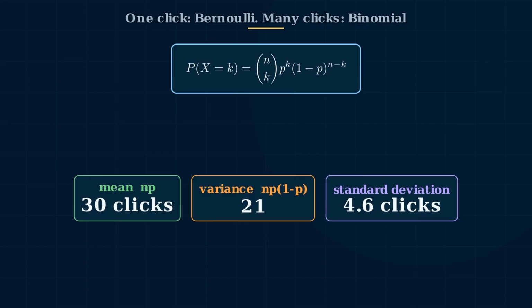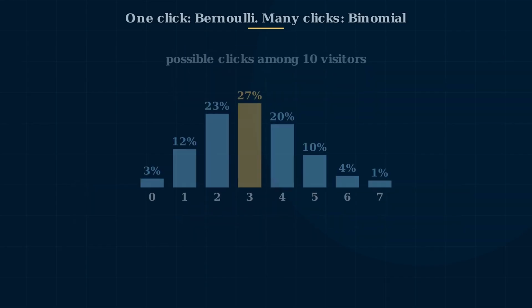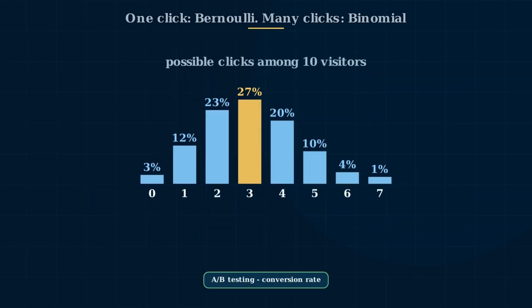Expected does not mean guaranteed. Seeing 30 is common. Seeing 50 would be far from the center and evidence that the click rate may have changed. This is why the binomial model is useful for conversion rates, A/B tests, and uncertainty around classifier accuracy.